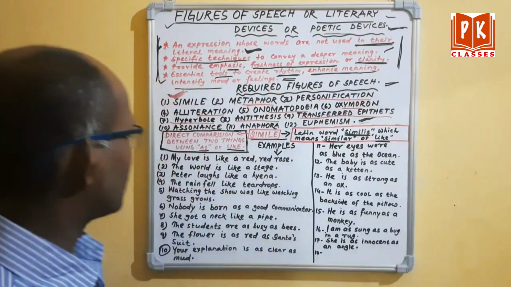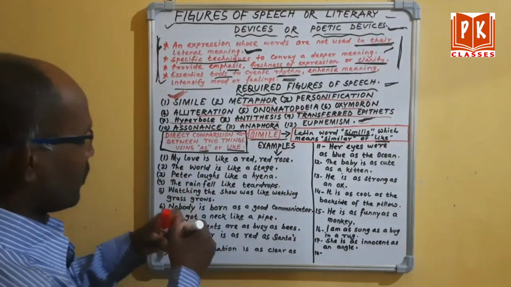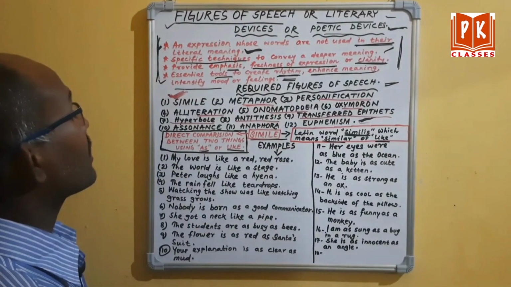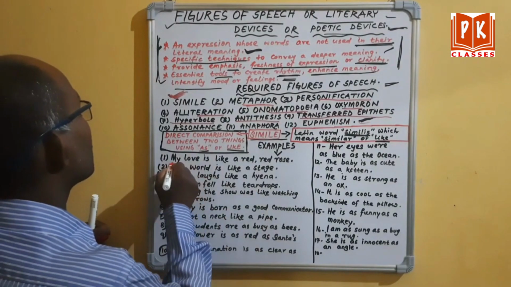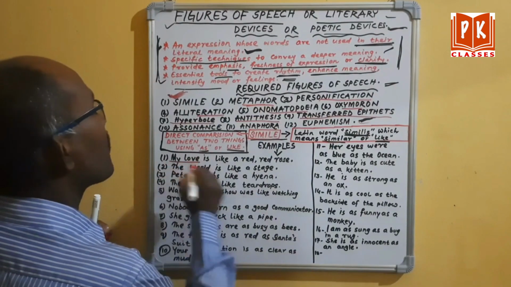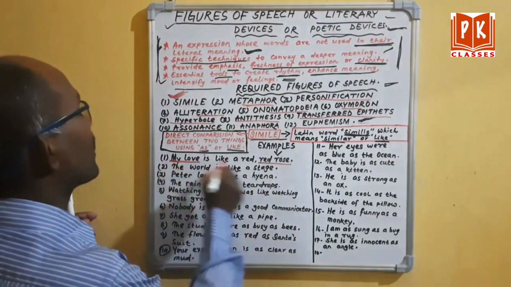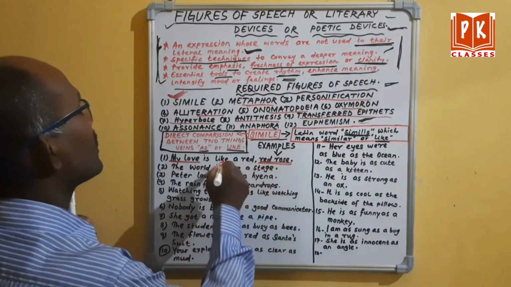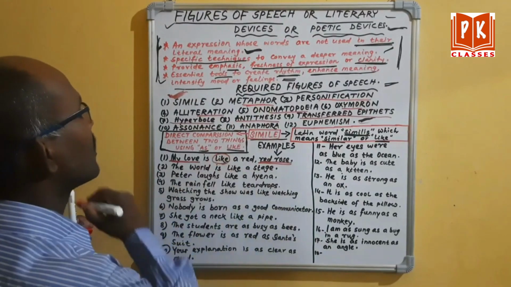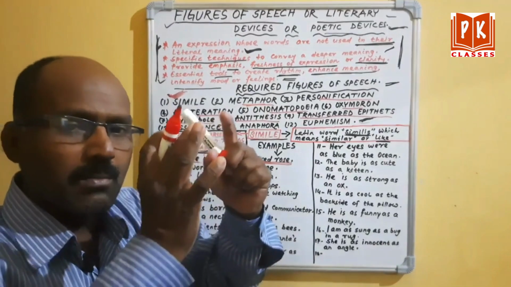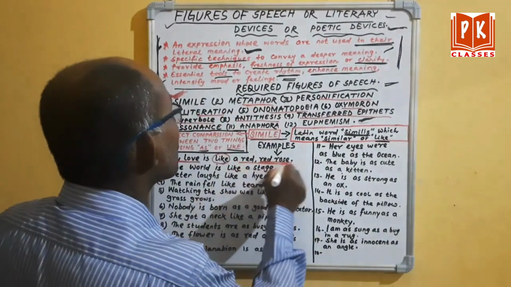For example, consider this: my love is like a red rose. Here my love is compared with a red rose. Direct comparison. What is used here? See, "like." So my love is like a red rose. It is compared with a red rose. Direct comparison.